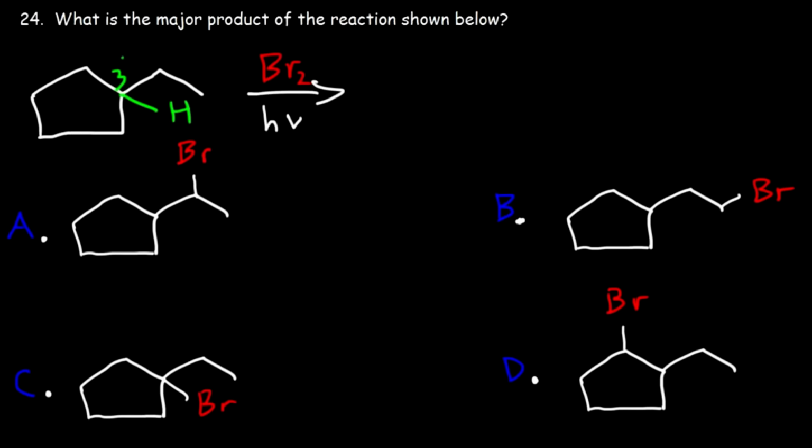Now we do have a tertiary carbon. This carbon is tertiary, which means the hydrogen attached to it is tertiary. So bromine is very selective. It's going to go for the tertiary hydrogen. Now if we had chlorine, chlorine is non-selective. It's going to go for any hydrogen that it can get its hands on. It's very reactive. Bromine is less reactive, more selective. So it's going to replace the tertiary hydrogen, which means that C is the right answer.